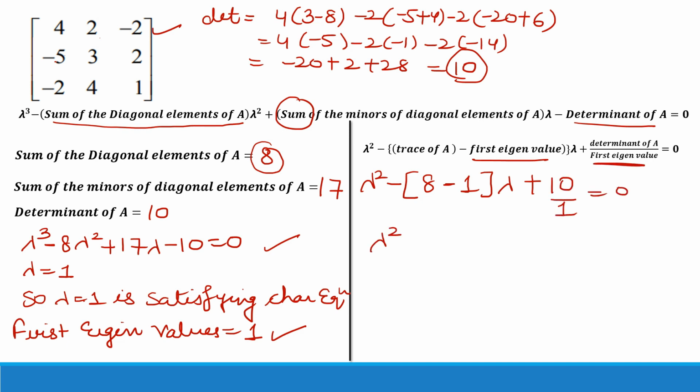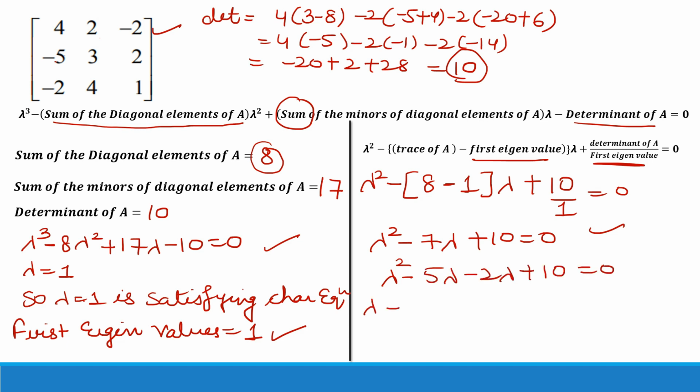So what will you get? Lambda square minus 7 lambda, right? And plus 10 equals to 0. Now this is a quadratic, and we know how to solve this. If you factorize, this will be lambda square minus 5 lambda minus 2 lambda. You can split it like this, and from here you will get the factors: lambda minus 5, lambda minus 2 equals to 0.